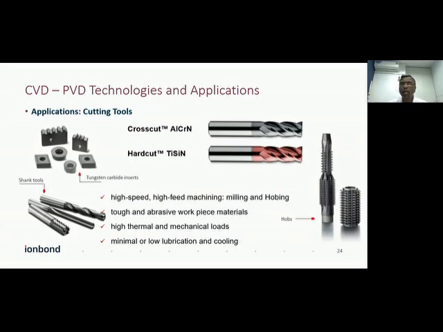So here I will not go into the normal coatings of titanium nitride or titanium carbonitride. I will just explain these two coatings, which are very advanced coatings. One is aluminum chromium nitride. Probably you know the AlCrona. AlCrona means aluminum and chromium, that's why it is called AlCrona. And in the Ionbond trade name, we also do the AlCr coating, whose trade name is Crosscut. Another coating is titanium silicon nitride, which is nothing but Hardcut.